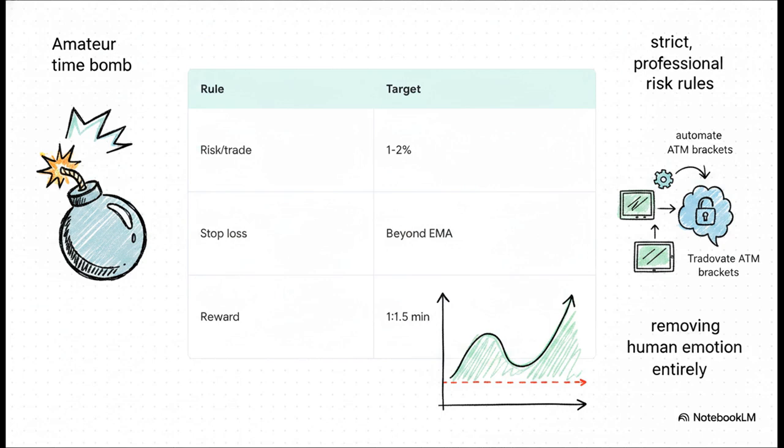Now, contrast that amateur time bomb with these strict professional risk rules. You should only be risking 1 to 2% of your total capital per trade, period. Your stop loss should be placed logically, right just beyond the 9 EMA or the VWAP structure, and your minimum reward ratio should be 1 to 1.5. And the good news? In today's markets, you can use automated tools like Tradovate's ATM brackets or platforms like PickMyTrade to automatically enforce these exit parameters the second you enter a trade. It removes that human emotion entirely, which is a total game changer.